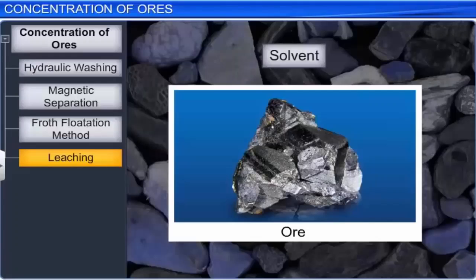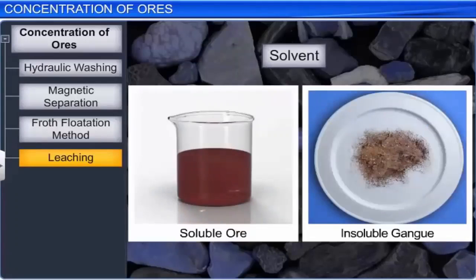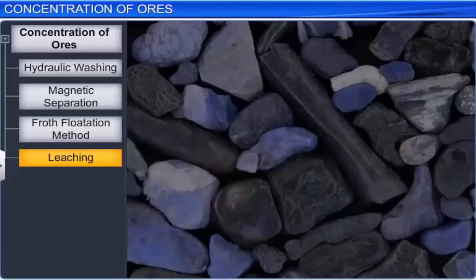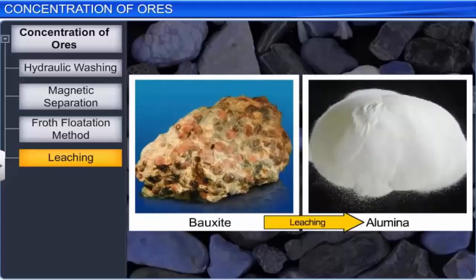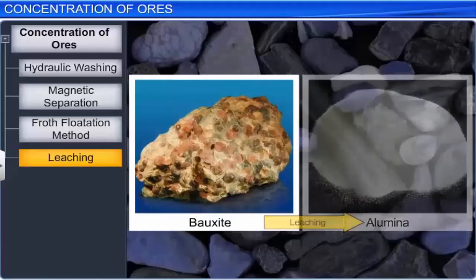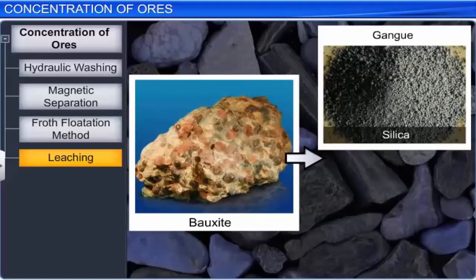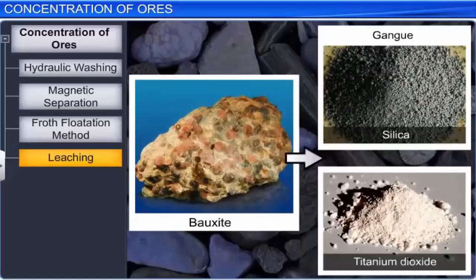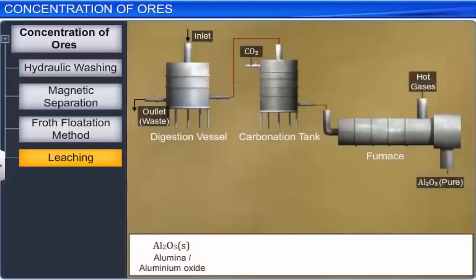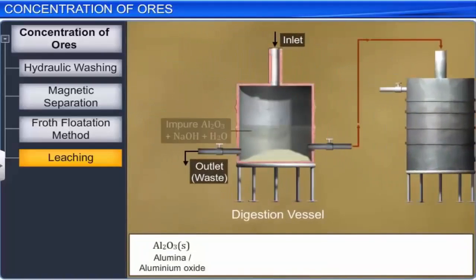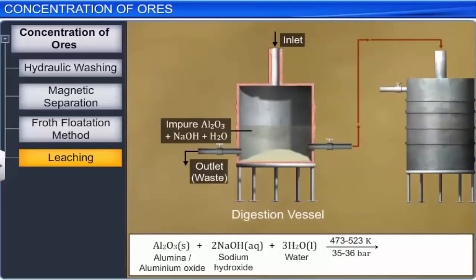Leaching is used when an ore is soluble in a certain suitable solvent. Let us consider the leaching of alumina from the principal ore, bauxite. The impurities associated with bauxite are silica and titanium dioxide. The leaching of alumina involves dissolution of the ore in concentrated sodium hydroxide at 473 to 523 Kelvin and 35 to 36 bar pressure.